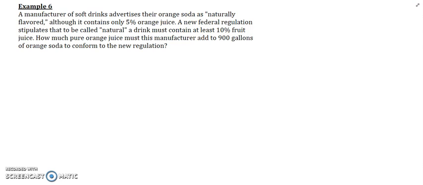orange soda as naturally flavored, although it contains only 5% orange juice. A new federal regulation stipulates that in order to be called natural, a drink must contain at least 10% fruit juice. How much pure orange juice must this manufacturer add to 900 gallons of orange soda to conform to this new regulation? Now, it sounds like a picture would be hard here, but I think it'll help.